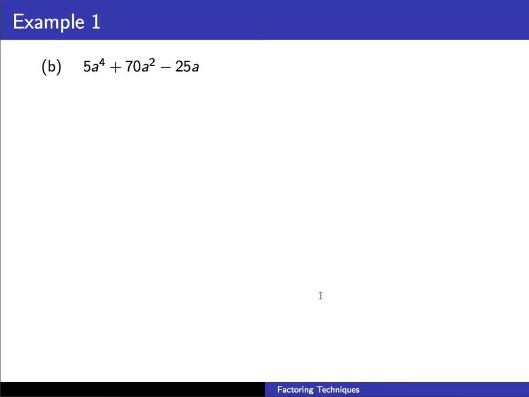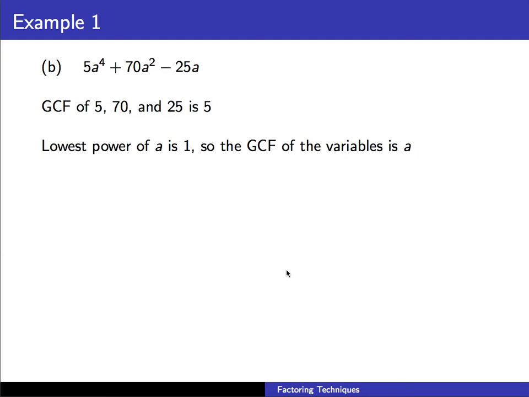Part B, we have 5a to the 4th plus 70a squared minus 25a. Looking at our coefficients of 5, 70, and 25, the largest number that divides into each of those is 5. So now turning our attention to the variables, our lowest power for our variable is 1. So a to the first power is our greatest common factor for the variables. And again, we don't really typically write the 1 there, but I wouldn't mark it wrong if you did. So our greatest common factor is the term 5a, or 5a to the first.